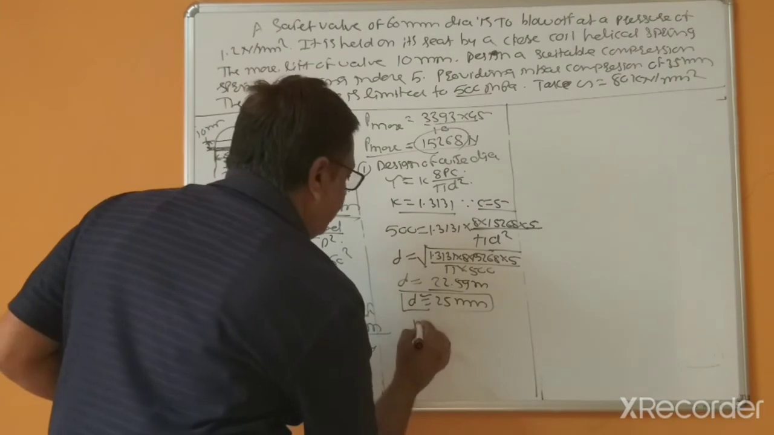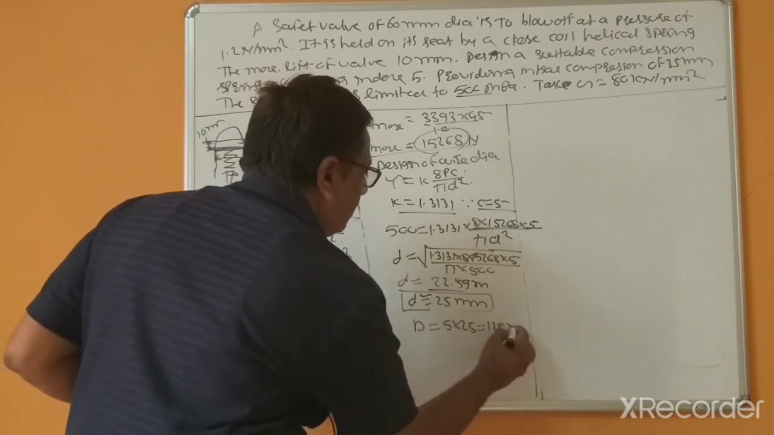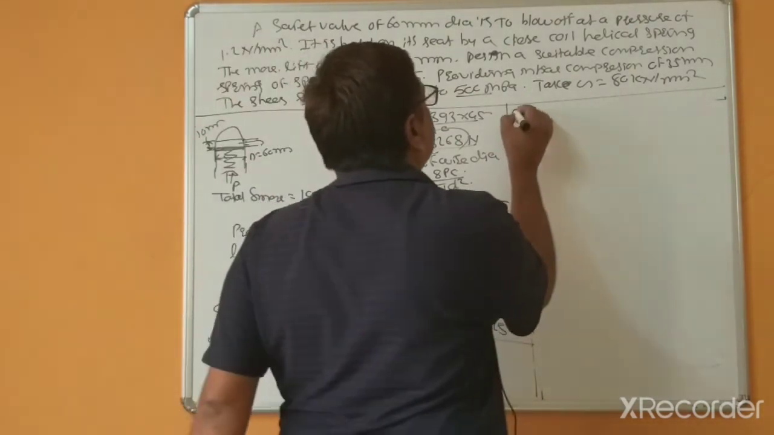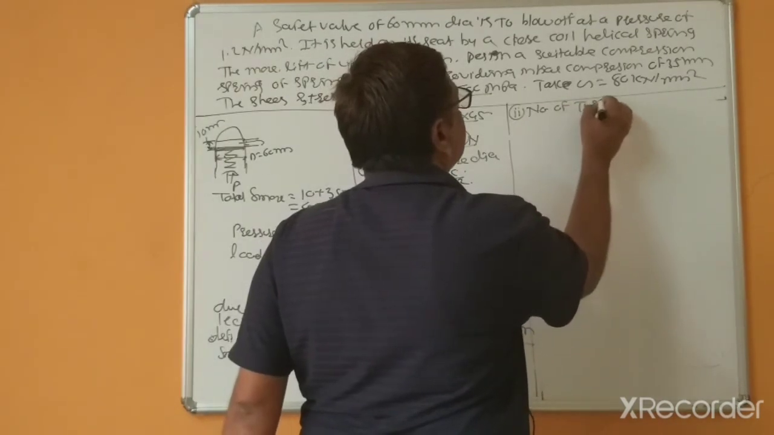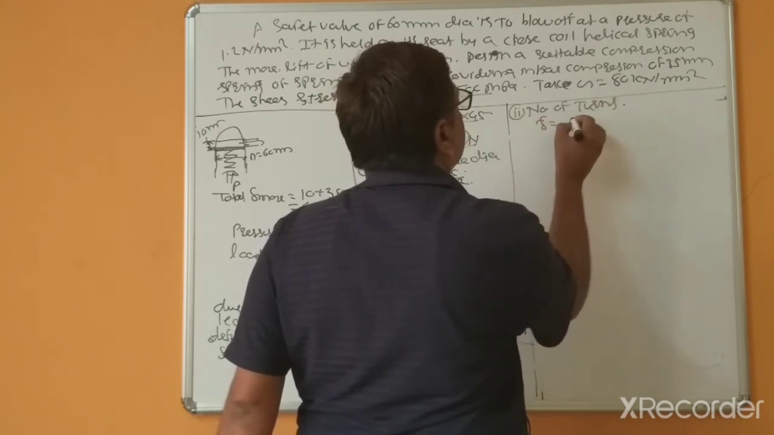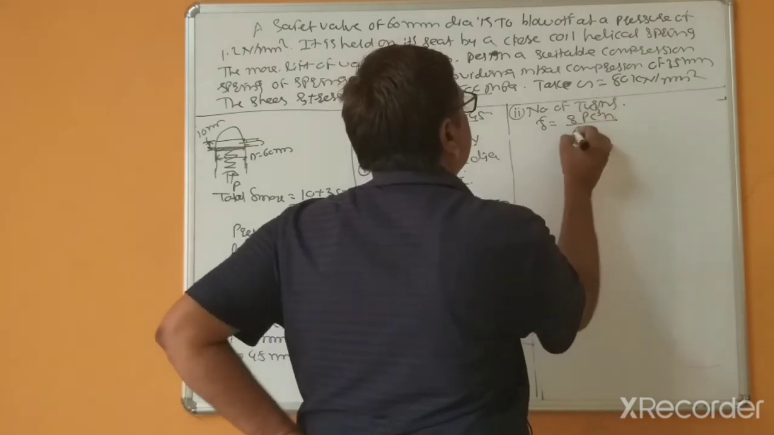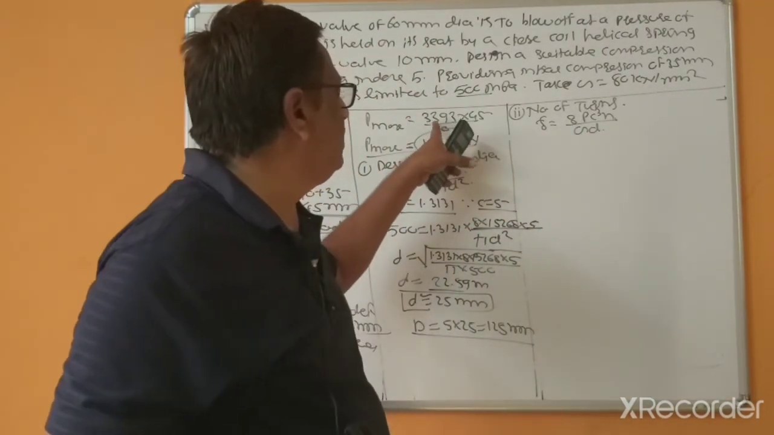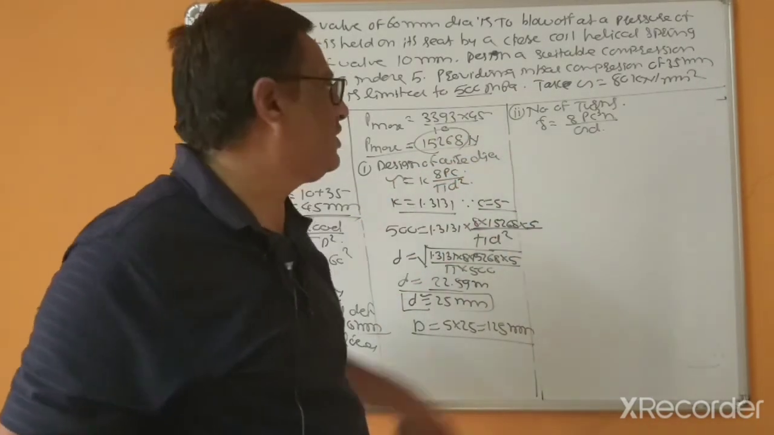So capital D equals 5 into 25, this is 125 mm. Right? So the first part is over. Now the number of turns. Deflection equals 8PC cubed into n divided by GD. Now you can consider any load. If we take 3393, then the deflection is 10 mm.